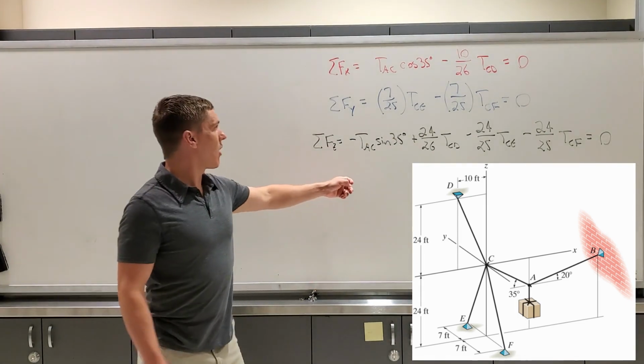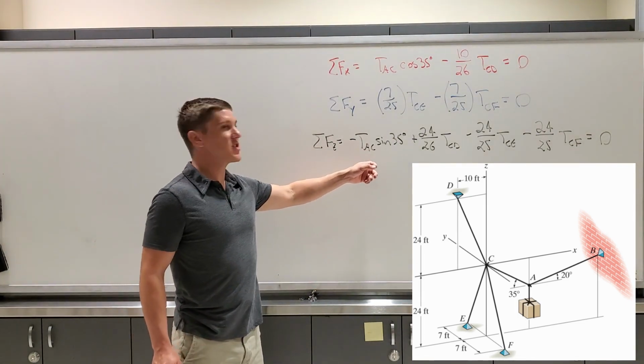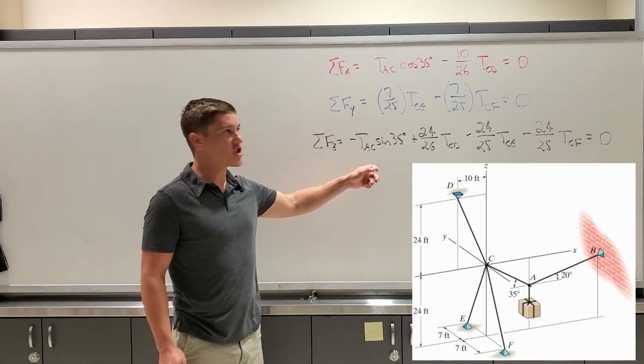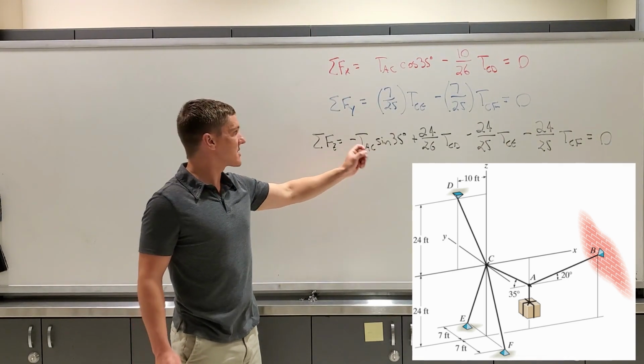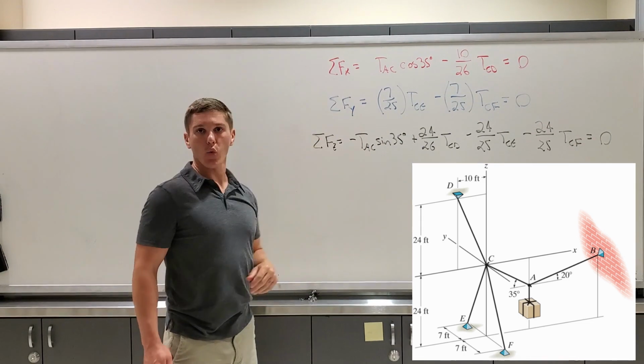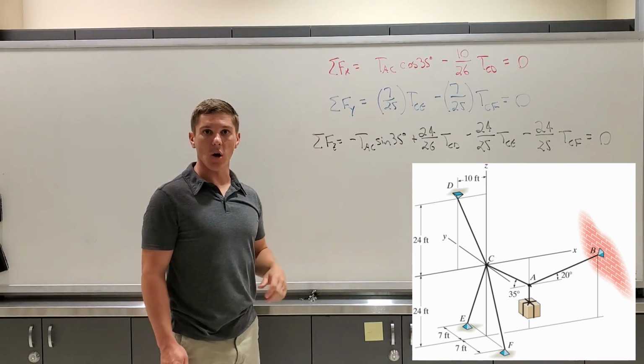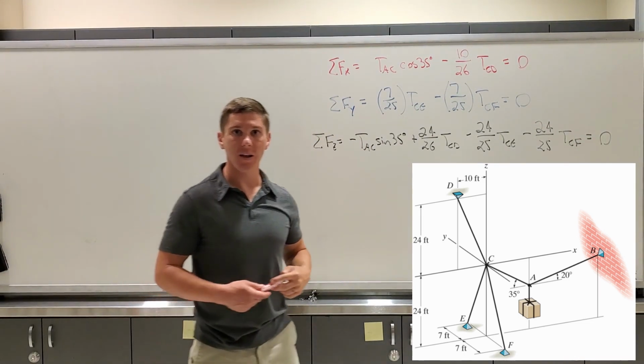Now you can solve this system of 3 equations and 3 unknowns in any way that you wish. You can use matrices on your calculator, like I'll often show you how to do in class. But in this case, it kind of unravels pretty easily just to go ahead and solve it out by hand. So let's just go ahead and do that.